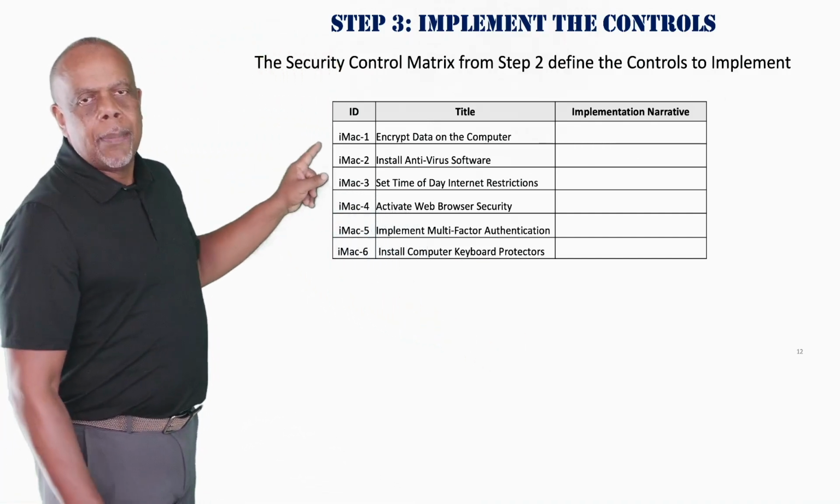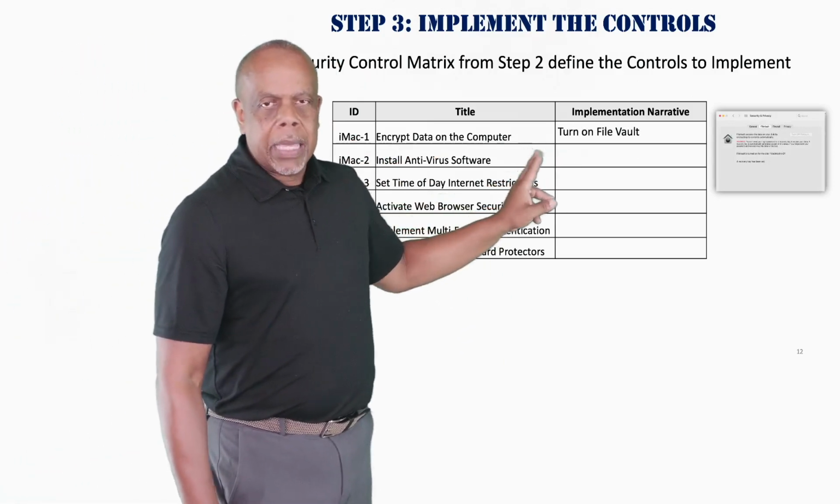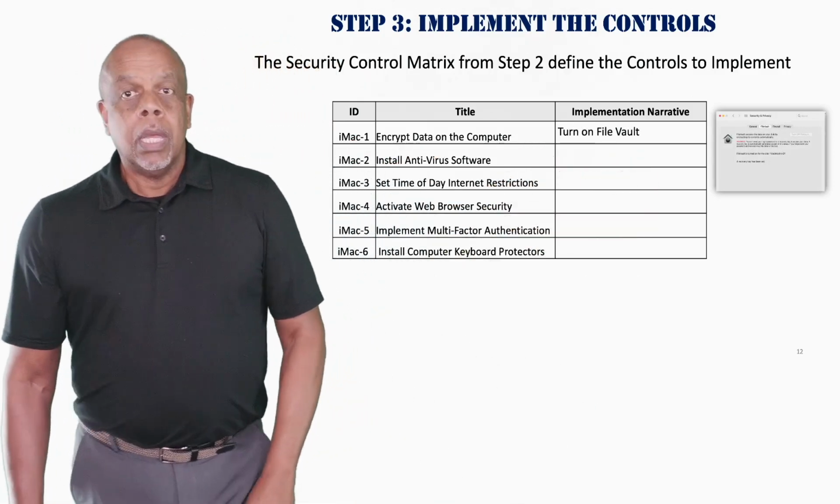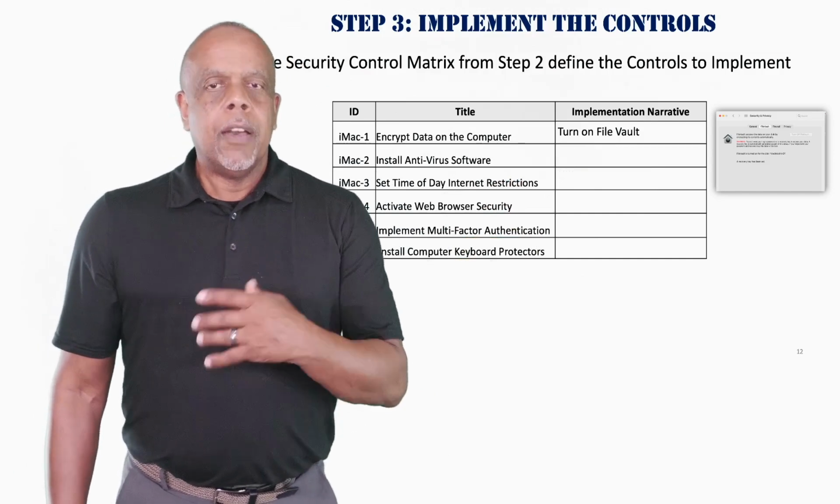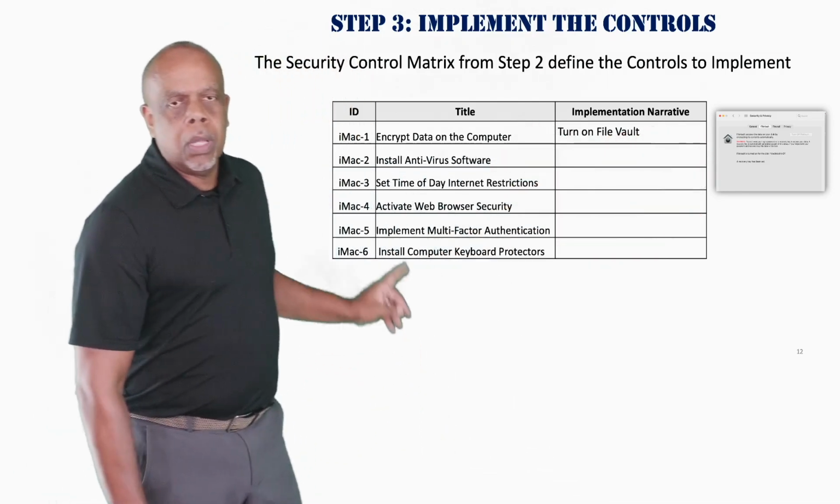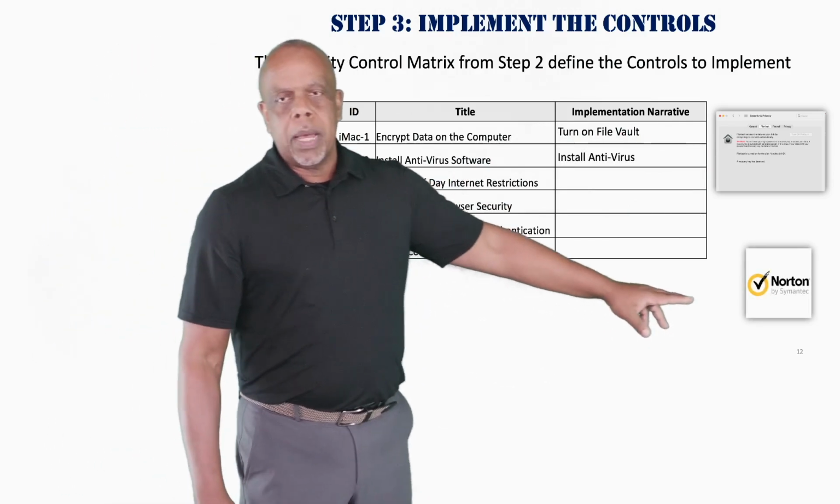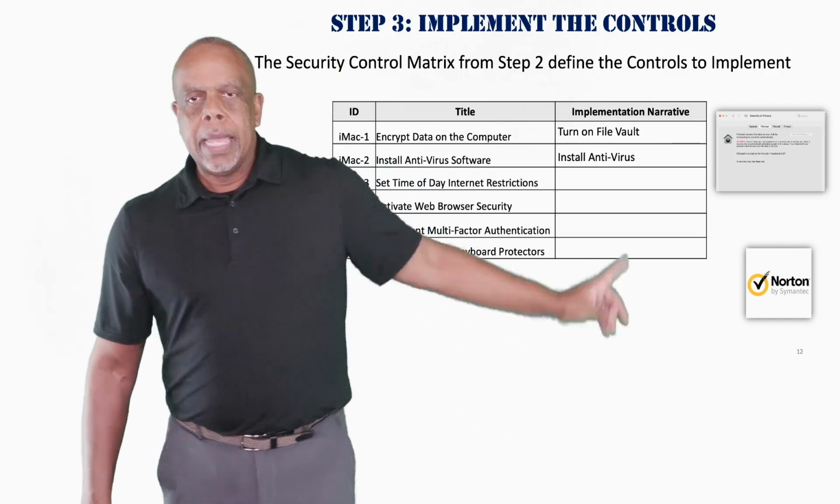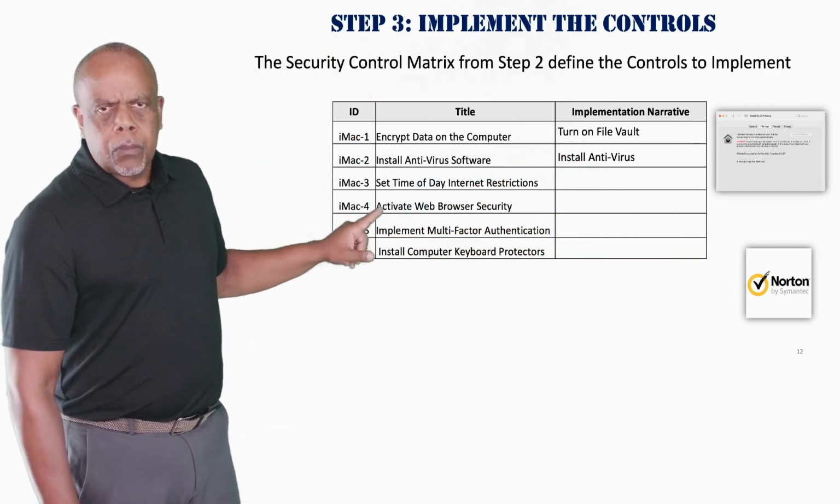computer. So if I look at iMac 1, encrypt data on the computer. Well, the first thing I can do, if it's a Mac, is turn on File Vault. What File Vault is going to do is full disk encryption of everything on that hard drive. So that's how I can implement that control. I look at iMac 2, install antivirus software. Okay, I can go buy Symantec, buy Norton, and install that. And that will implement iMac 2.